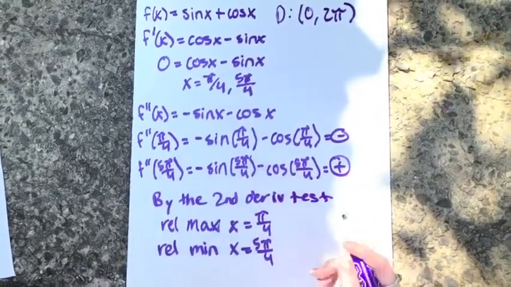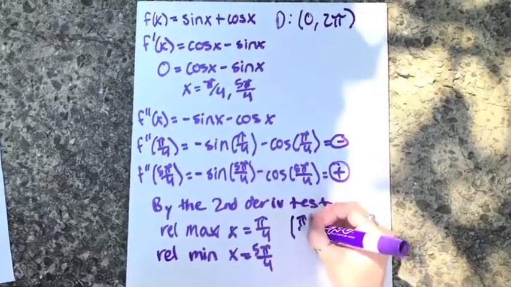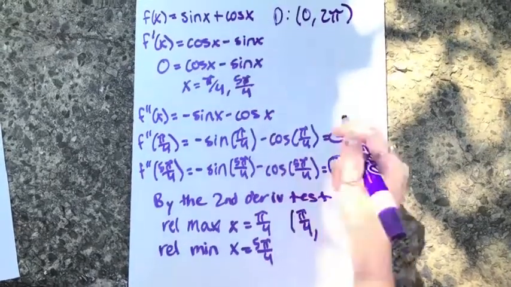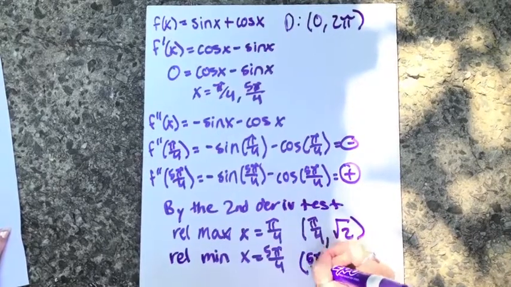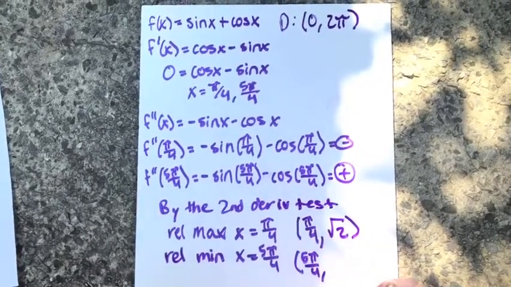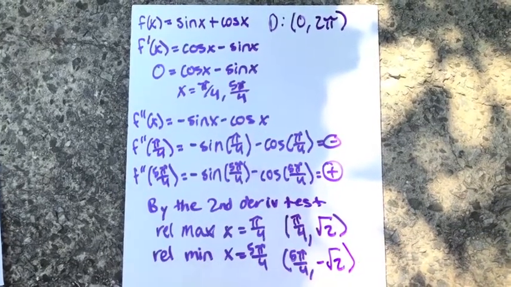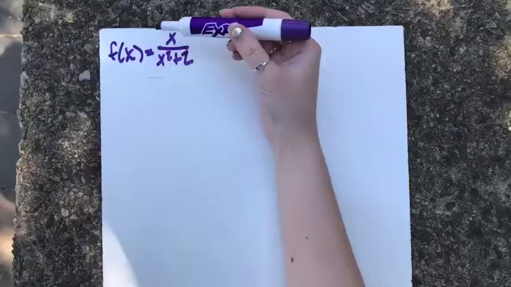Then you need to find the y values for each. And so you have pi over 4, and then when you plug it into the original function, it's the square root of 2, and then you have 5 pi over 4, which when you plug into the original function is negative square root of 2. So this is the answer to this problem.